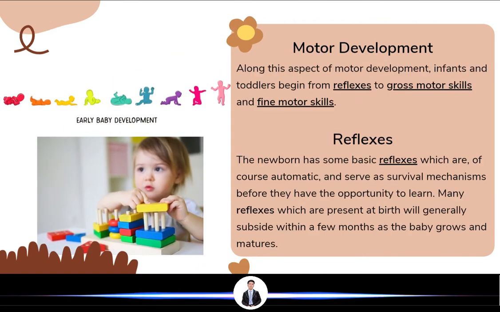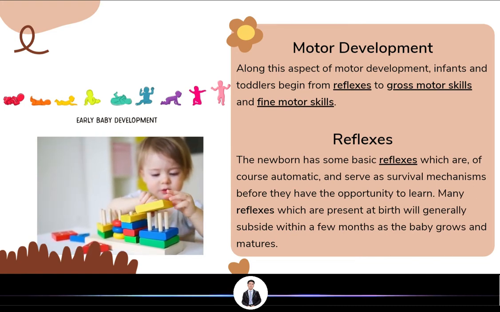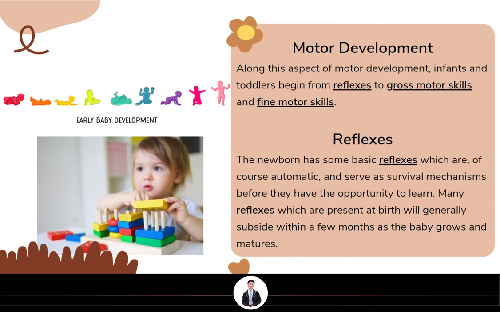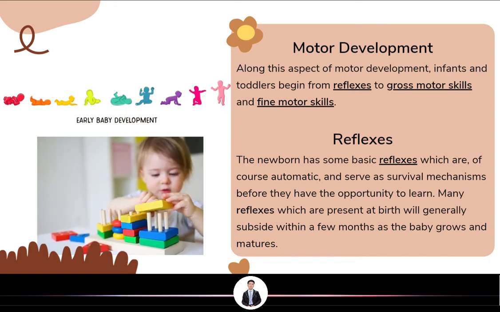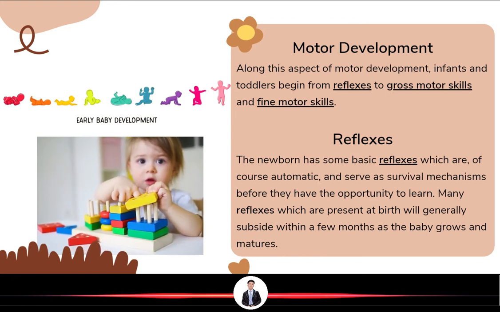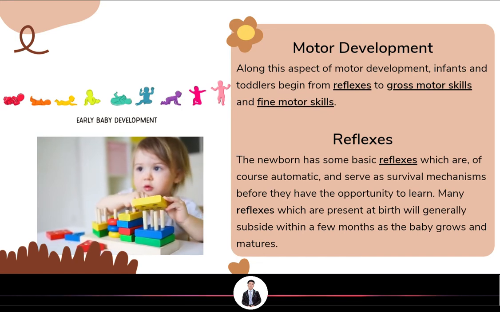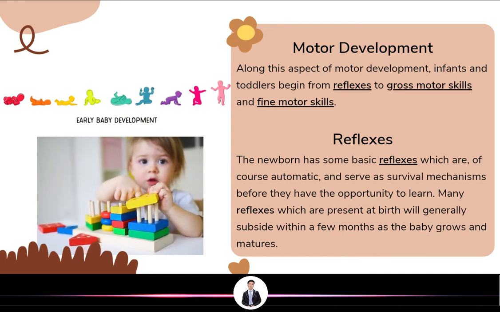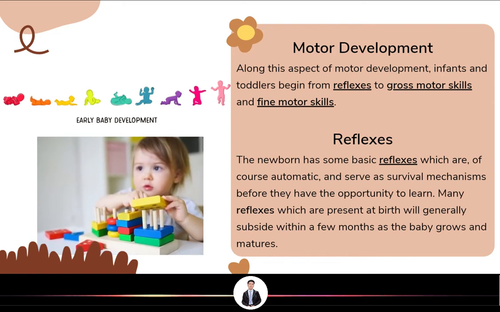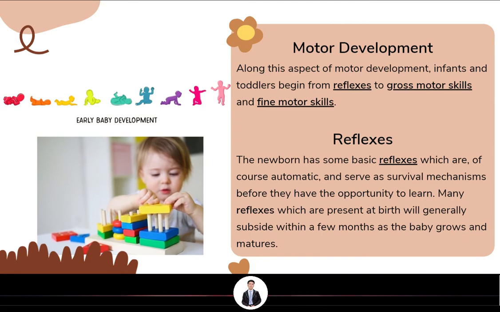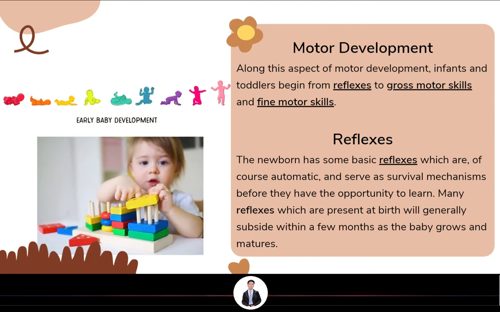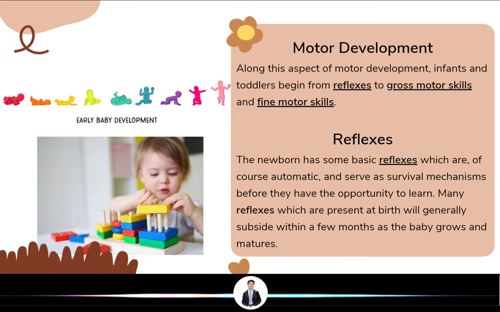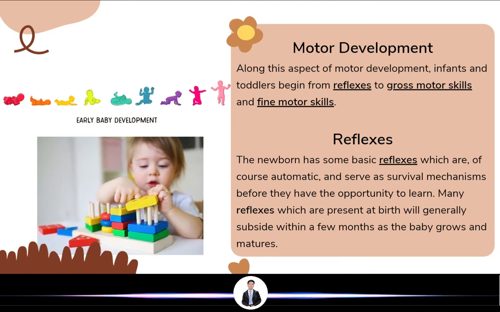Motor development. Along this aspect of motor development, infants and toddlers begin from reflexes and grow to gross motor skills and fine motor skills. Again, infants and toddlers begin first with reflexes, because not all reflexes are going to be retained as they grow older. There are certain reflexes that will simply go away when they reach a certain age. However, as they develop motor skills, we have two types: gross motor skills and fine motor skills. Let's discuss first the reflexes.